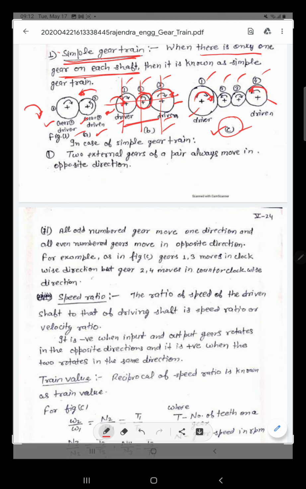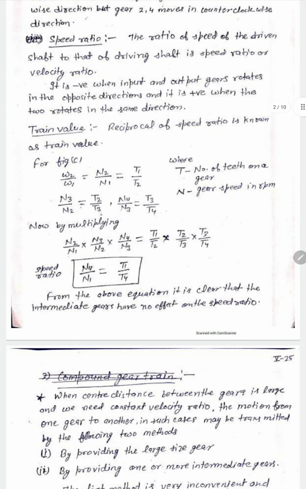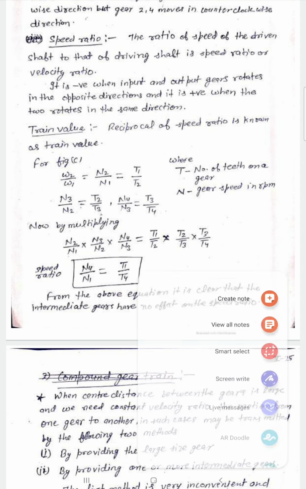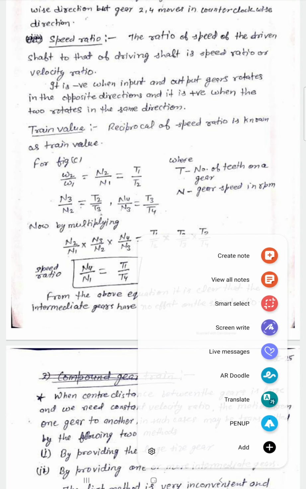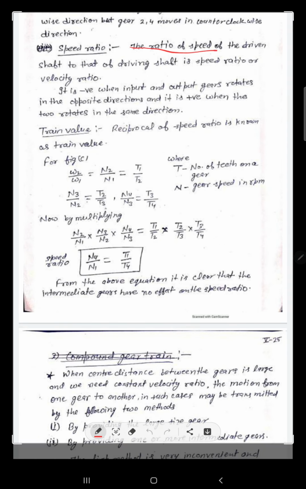So these are the characteristics of this simple type of gear train. After that, we will learn what is meant by speed ratio. Speed ratio we can define as the ratio of speed of the driven shaft to the driving shaft. Speed ratio is also called a velocity ratio.